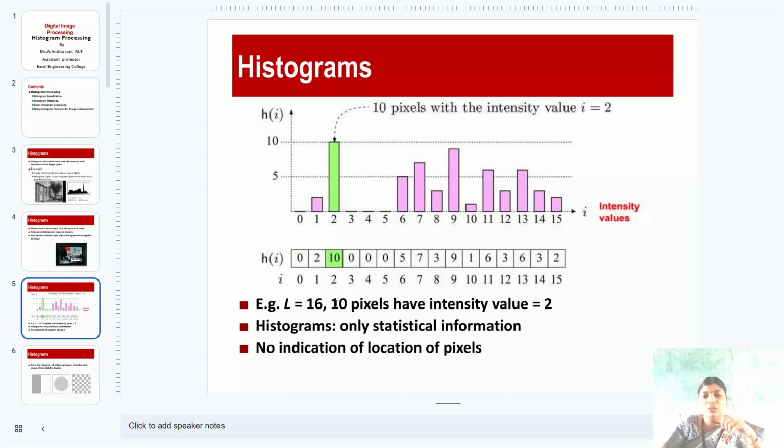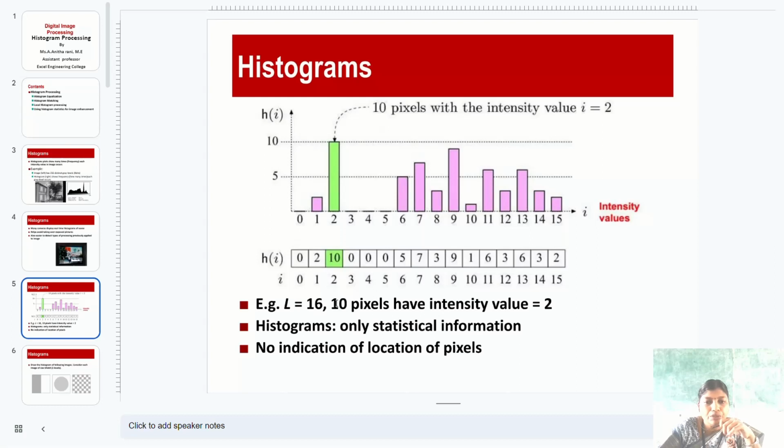See here, this is one of the examples we are going to consider with intensity values. The number of intensity levels is marked as L equal to 16, so the values go from 0 to 15. H of I will be the histogram intensities. It starts from 0: 0 has the value 0, 1 has 2, 2 has 10, 3 has 0, 4 has 0, 5 has 0, 6 has the value of 5, and like that each intensity value has been changed according to the picture.